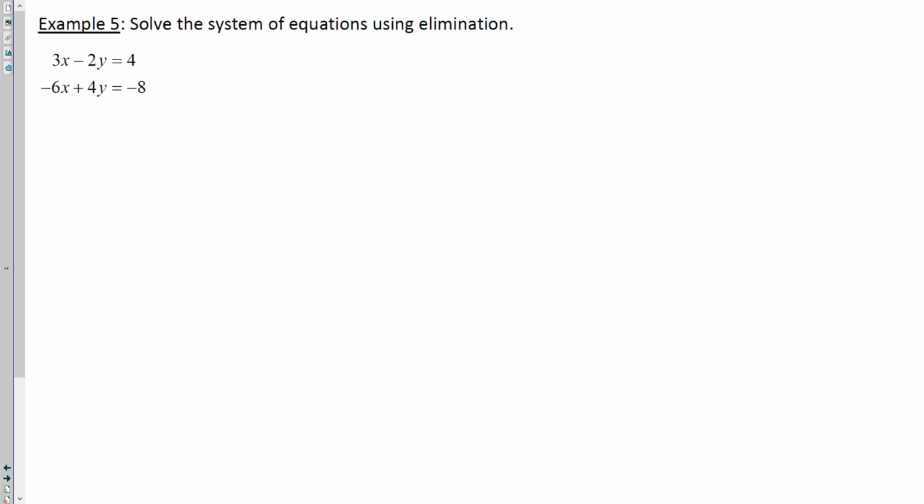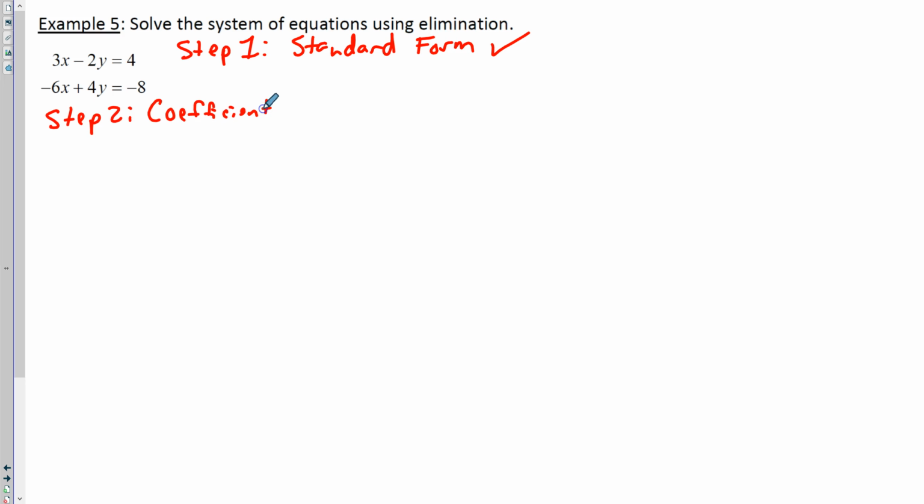Alright, in example 5, we'll try elimination one more time with a different system of equations to make sure we feel comfortable with our elimination method as well. So step 1 again is making sure that our equations are in the standard form, which they are. So that's done for us. Step 2 is to get those coefficients to be opposites.